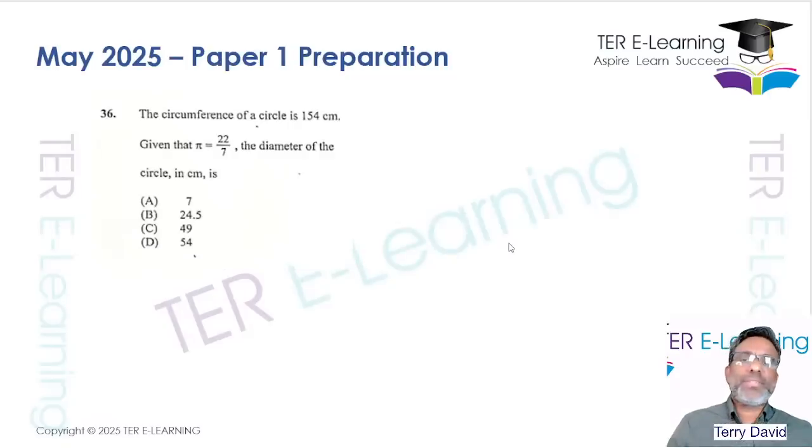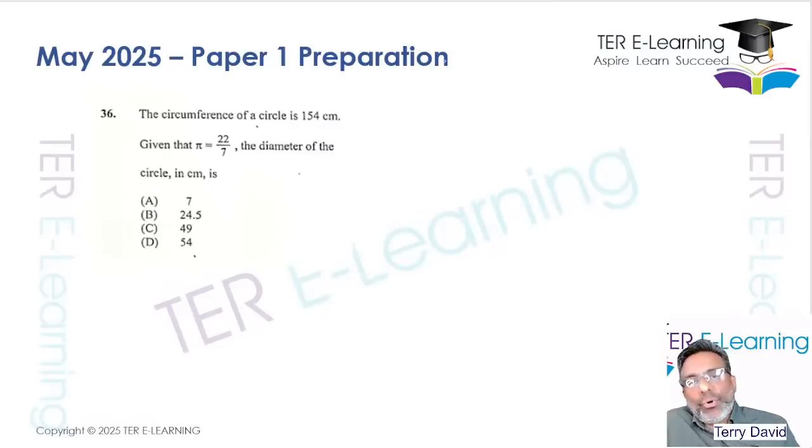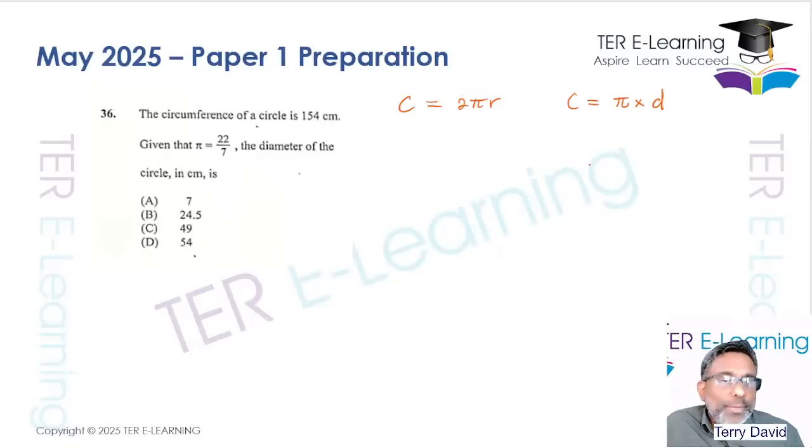So the circumference of a circle is 154 cm. Given that pi is 22/7, the diameter of the circle is what? So circumference is given by two formulas. We have circumference as being 2 pi r, that's one formula. Circumference is also given by pi multiplied by your diameter. That's another formula we can use. So in this case here, we want to work out the diameter.